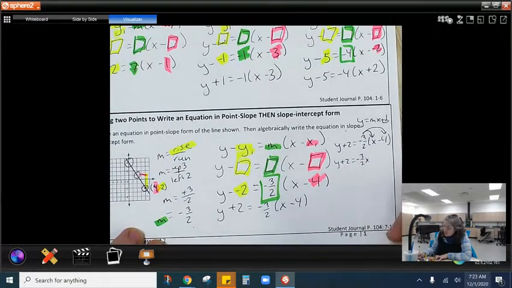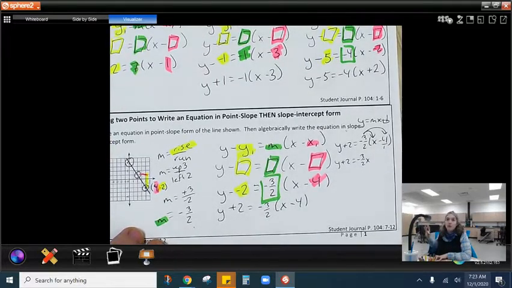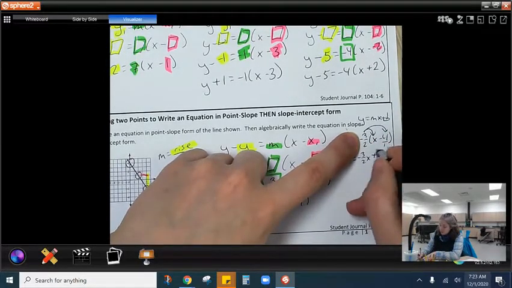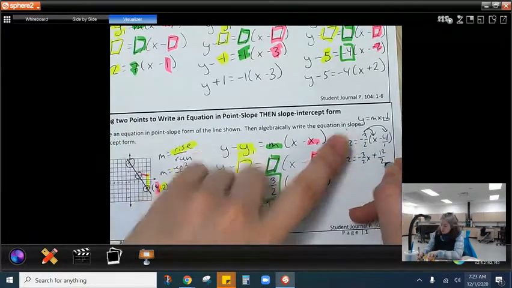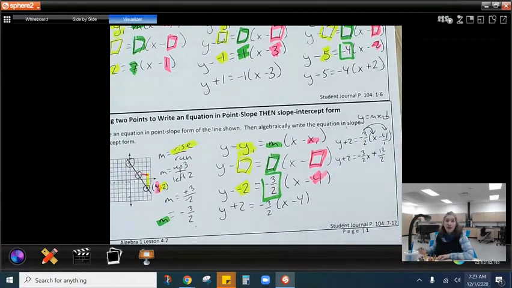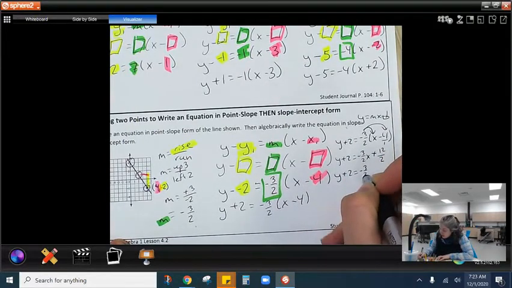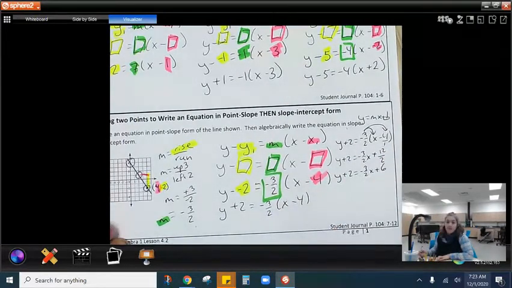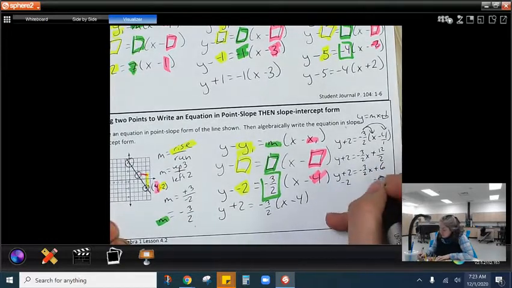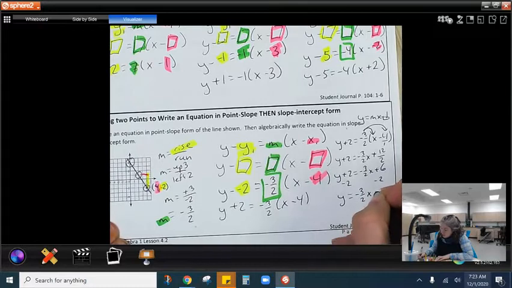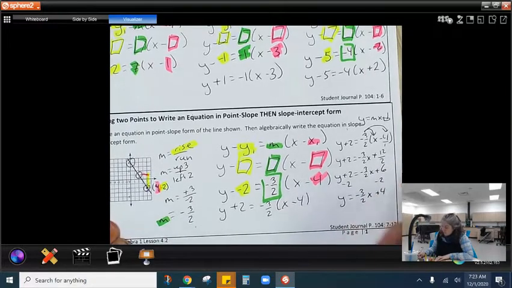Negative 3/2 times a negative 4. Remember, this is really 4 over 1. So I'm just multiplying 2 fractions together. So negative times negative is a positive. And then 3 times 4 is 12. And then 2 times 1 is 2. Hey, 12/2, I can reduce that down. So this is really y plus 2 is equal to negative 3/2 x plus 6. And then I need to subtract 2 on both sides. So we get y is equal to negative 3/2 x plus 4.